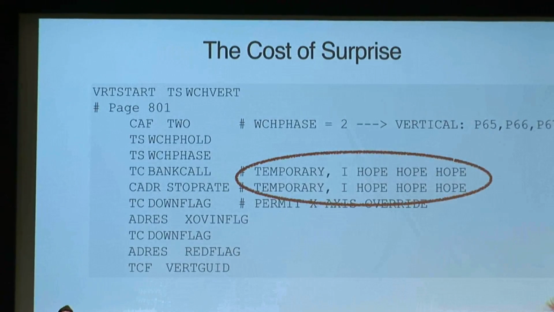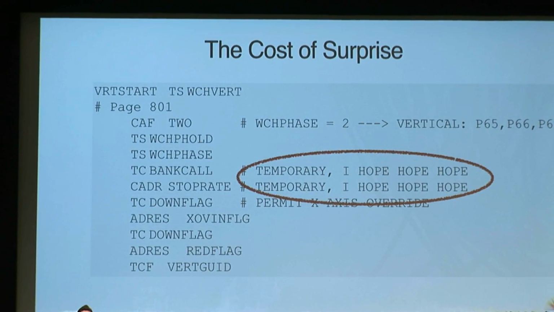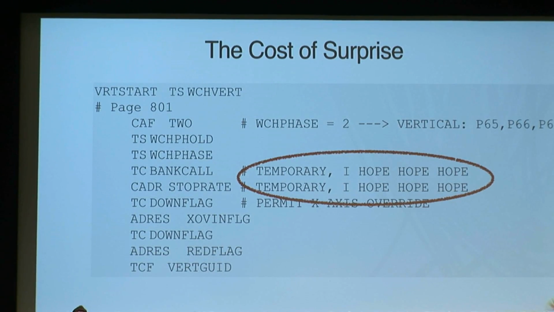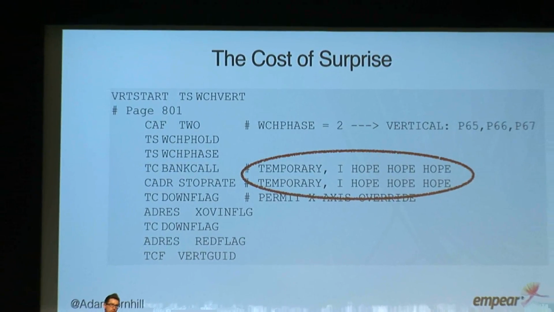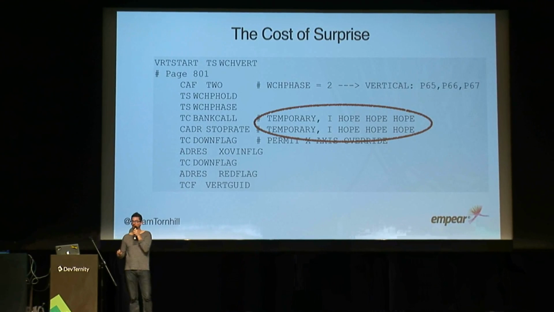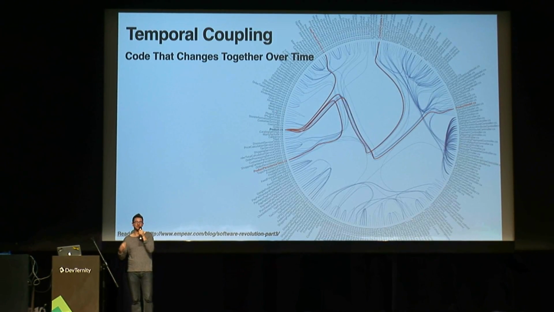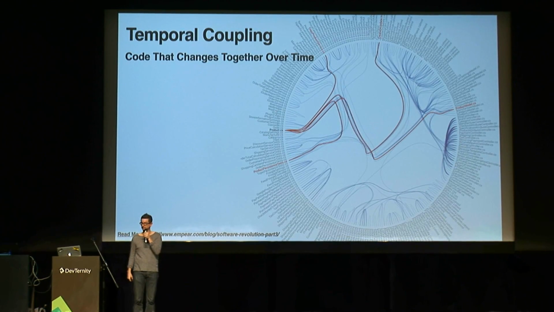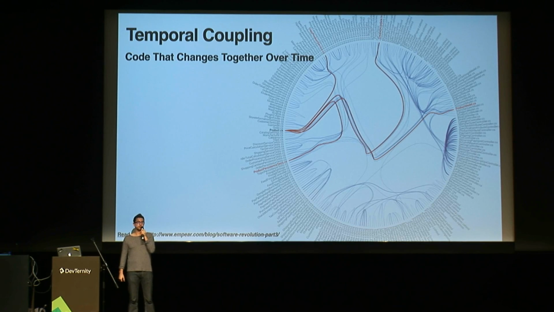That's not the kind of surprise I want to talk about now. I want to talk about the surprise that we as developers leave behind for the poor maintenance programmer coming after us. And I want to show you how a technique called temporal coupling helps us uncover those expensive change patterns. So, has anyone heard about temporal coupling before? There are a few of you, great.